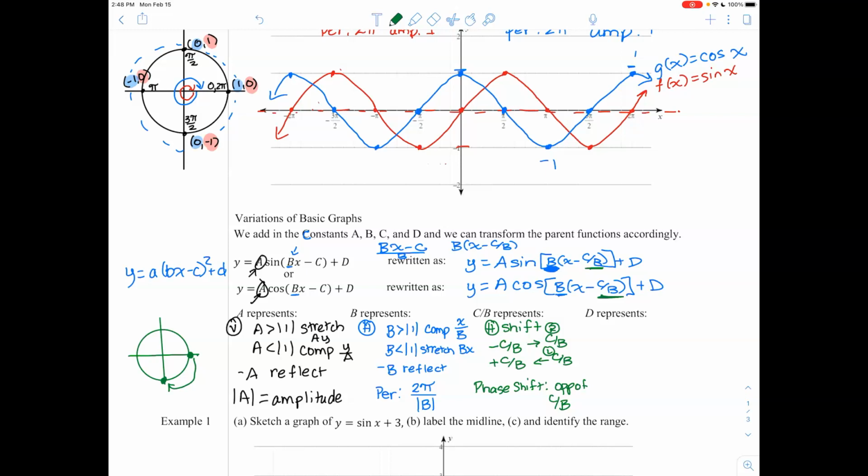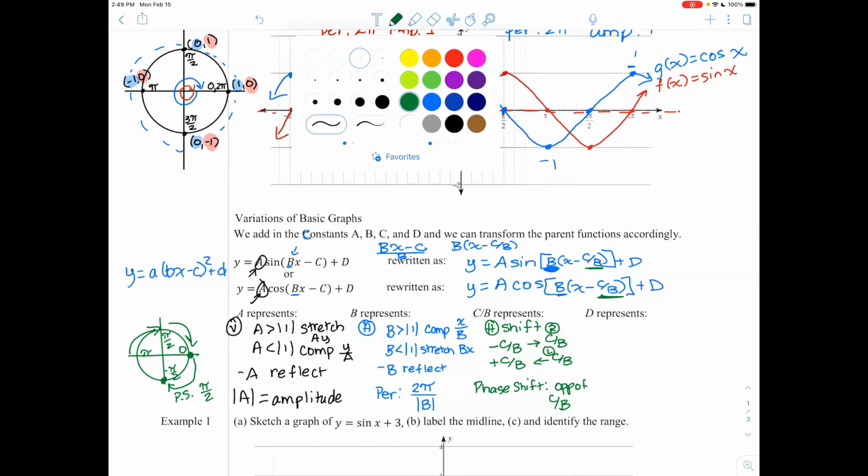So if your phase shift is pi over 2, then all of your points are going to shift left pi over 2. So whatever was at 0 will shift back to negative pi over 2. Whatever was at pi over 2 will shift back to 0. Whatever was at pi will shift back to pi over 2, like that. So we're just shifting all of those points.